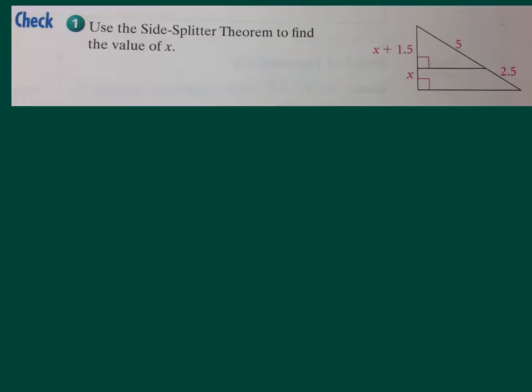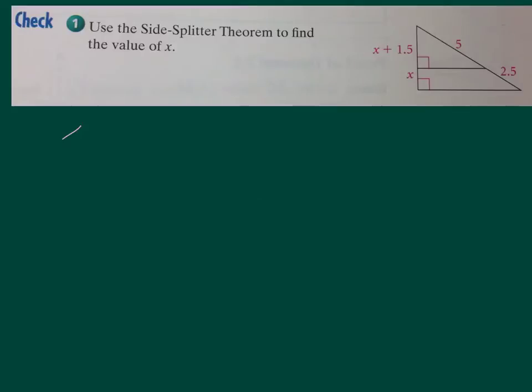Alright, now let's look at quick check number 1 to see how well you have this figured out. Please pause the video while you try to figure out the value of x. Alright, again, since the line through the middle of our triangle is parallel to the bottom of the triangle, we're going to set up a proportion.